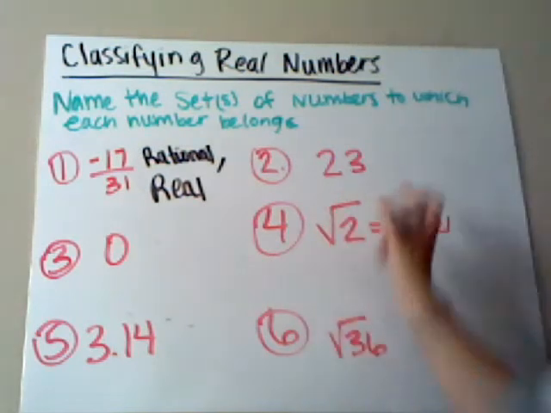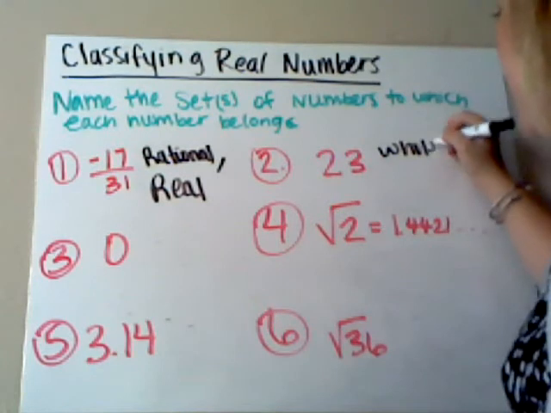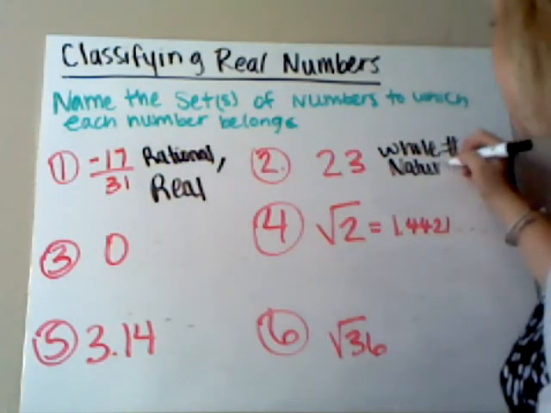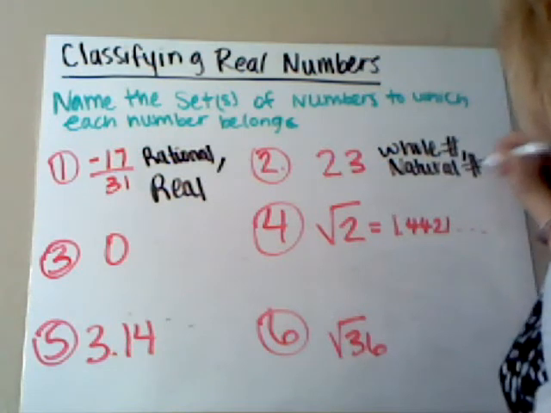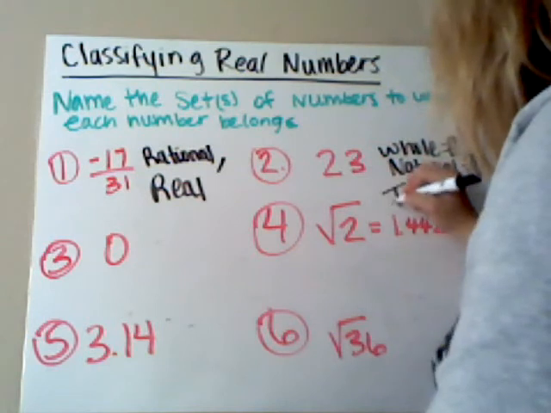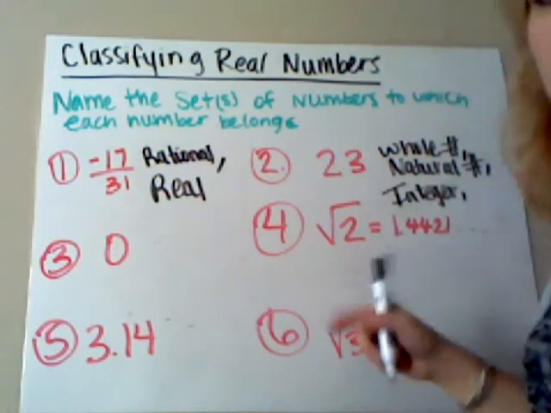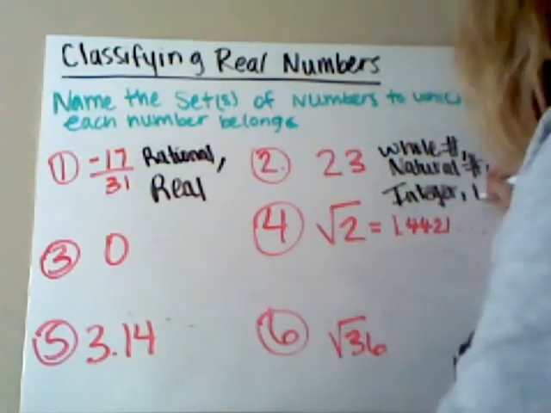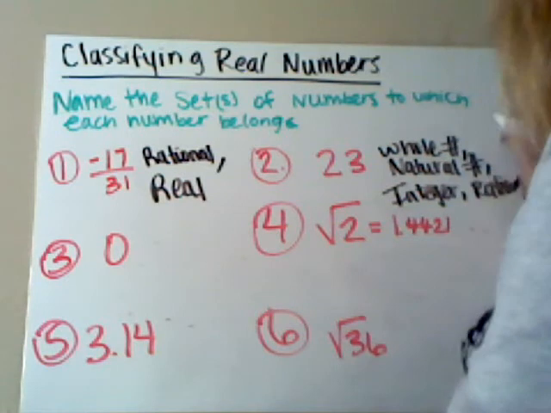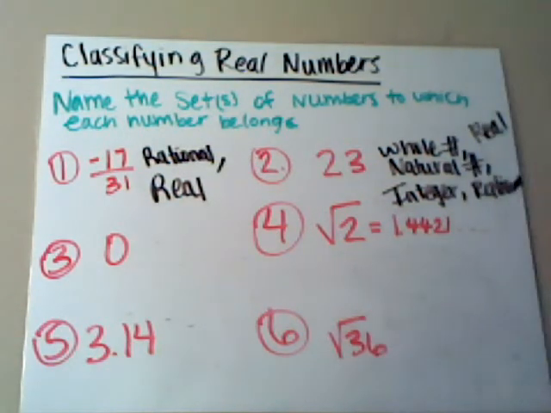Number 2, 23. Now that's a whole number. It's also a natural number. What else? It's also an integer. And all of these fall under what? Rational numbers. And then all of these fall under real. Okay, so we have that example.